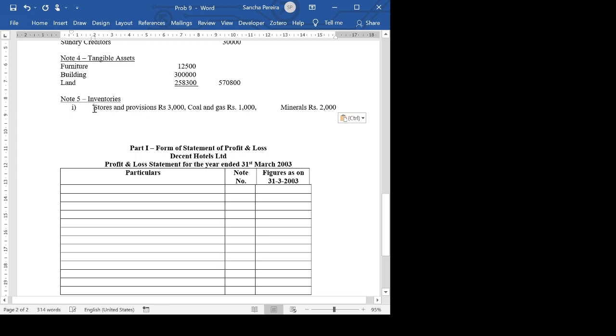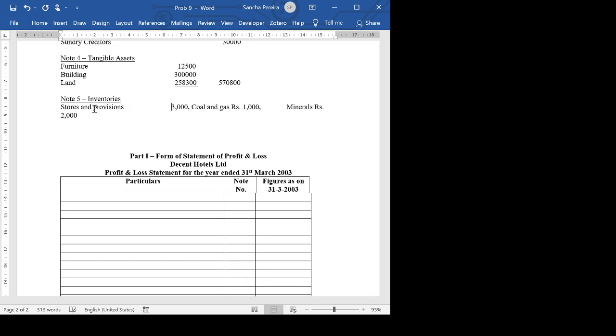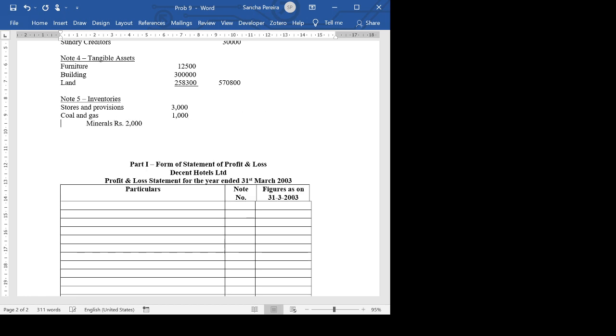So we have stores and provisions, which is 3,000. Then we have coal and gas, which is 1,000. And we have minerals, which is 2,000. This is the provision. So the total of this will come to 6,000. So the total inventory is 6,000.